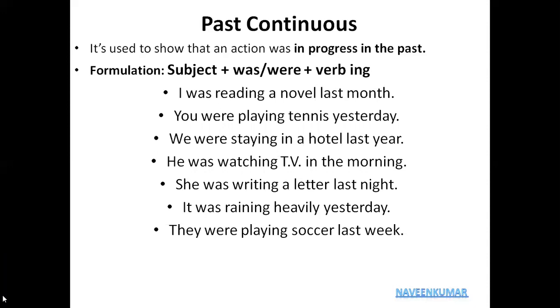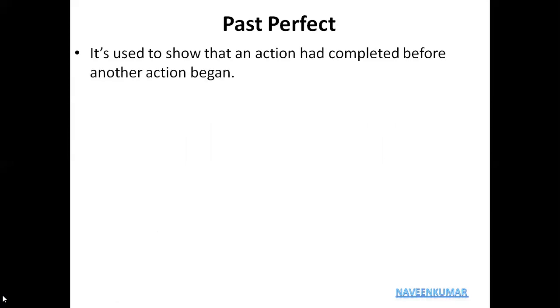So all the actions were happening, they were in progress, but in the past. So was or were plus ing form of the verb. The verb will be in ing form. So that is past continuous tense. Next one, past perfect tense. Very interesting one. When we use past perfect tense, it's used to show that an action had completed before another action began.